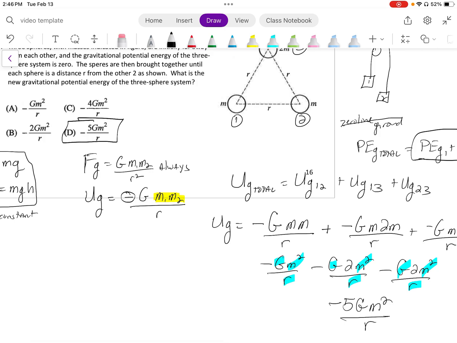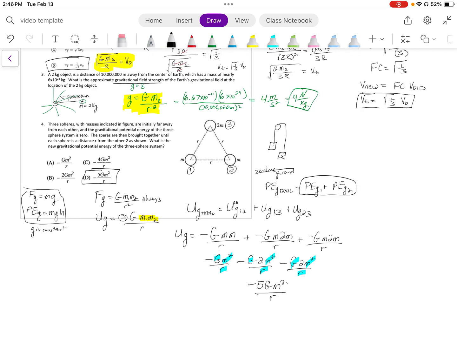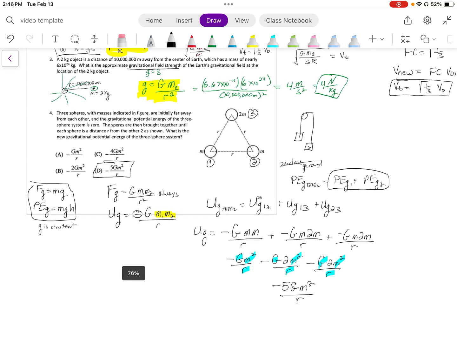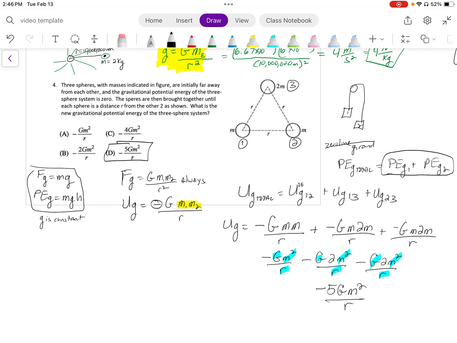Again, only one I've seen in 10 years where I actually had to calculate the potential energy of a system of objects out in the universe. There's your answer. That concludes this video.